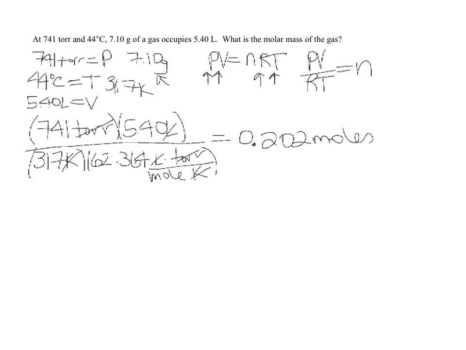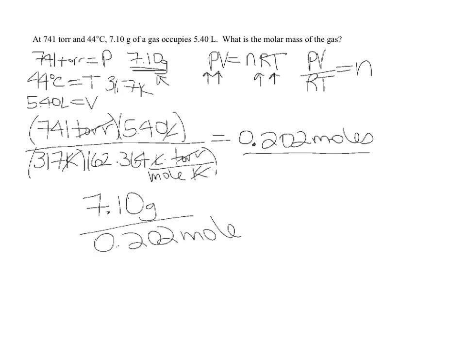Okay, now the question is asking for the molar mass of the gas. Molar mass is measured in grams per mole. We have moles. We were given grams in the problem. So we can determine the molar mass by taking the grams of our gas, 7.10 grams, and dividing it by its number of moles. So 7.10 divided by 0.202 tells us that our gas has a molar mass of 35.14 grams per mole.